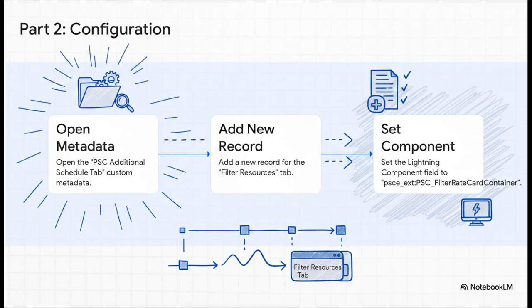Once the install is done, there's just one tiny configuration step left. You'll just go into your custom metadata settings, add a new record to create the Filter Resources tab, and then paste in the component name you see right here. This one little step is what makes the new tab magically appear.